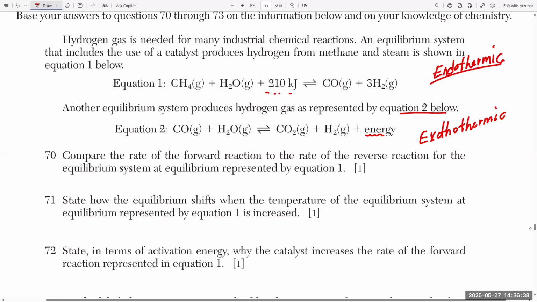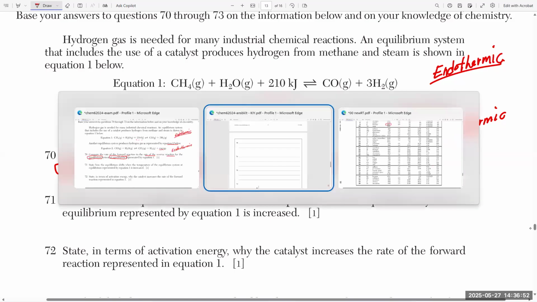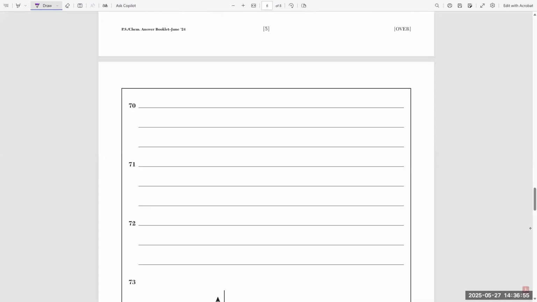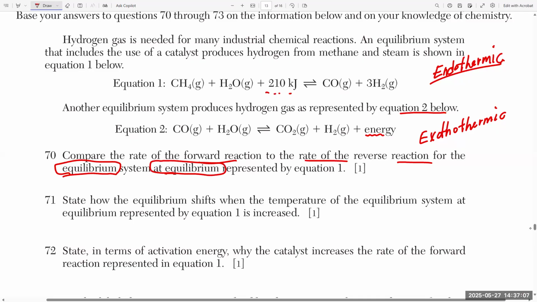Number 70, compare the rate of the forward reaction to the rate of the reverse reaction for the equilibrium system. At equilibrium, right? I mean, how many times do I have to say the word equal? So what does it tell about the two rates going forward and reverse? If it's at equilibrium, it's the same. The two rates are the same. You don't have to say why. Literally, it says equilibrium.